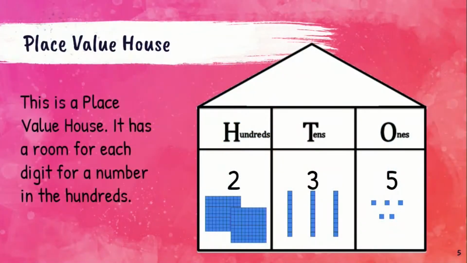This is a place value house. It has a room for each digit for a number in the hundreds. So if you look at the house, you can see it has 3 rooms: the hundreds room, the tens room, and the ones room. In the hundreds room, or hundreds place, we have 2 hundreds, or 2 flats. In the tens place, we have 3 tens, or 3 longs. And in the ones place, we have 5 cubes.